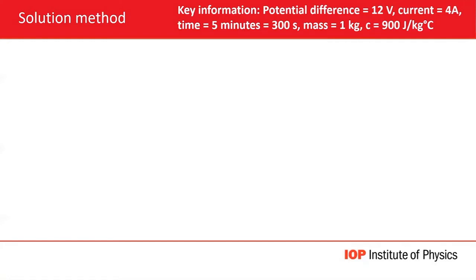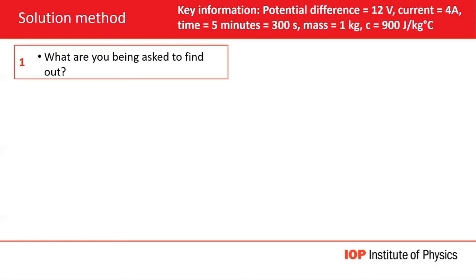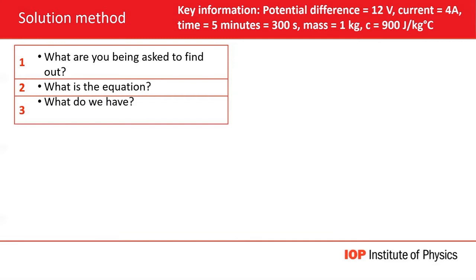So when answering a question like this, the first stage should be deciding what you're being asked to find out. After you've decided what you're being asked to find out, identify the equation most likely to give you the answer. When you know that, go back to the question and identify the data that you've been given and how this matches to the equation. So find out what information do we have, but what information don't we have?